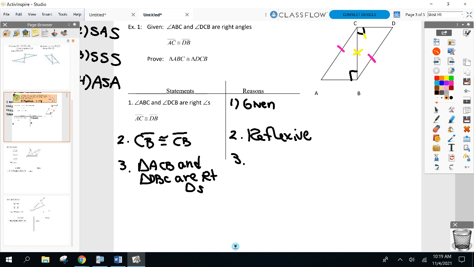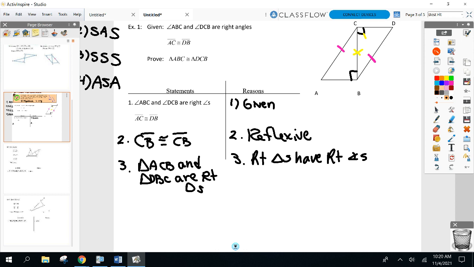Because they have right angles. Right triangles have right angles. Whoa, wait a second. Did we make a mistake? Right triangles have right angles. I know I can see in my diagram they have right angles. Did we say we have right angles in the proof? Yeah, we did. We did? Yeah. Where? The given. Okay, good.